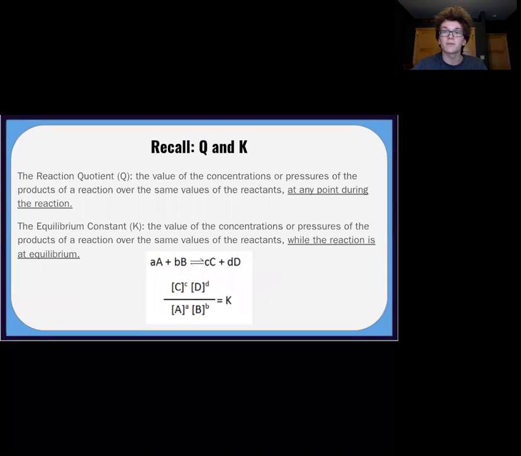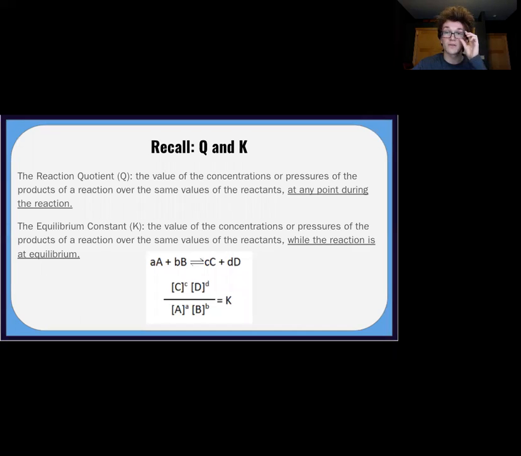So before we dive into this topic, we must recall a few terms. The reaction quotient, or Q, is the value of the concentrations or pressures of the products of a reversible reaction over those same values for the reactants at any point during the reaction. The equilibrium constant, or K, is the same calculated value except only when the reaction is at equilibrium. In the picture, we can see how the value of K is expressed by an equilibrium expression according to the reaction given. Remember that the value for any reactant or product is always raised to their stoichiometric coefficient. This concept was learned in topic 7.3.